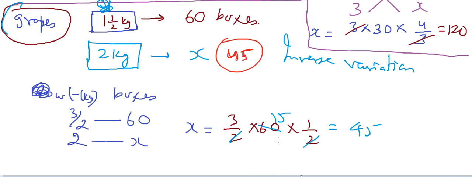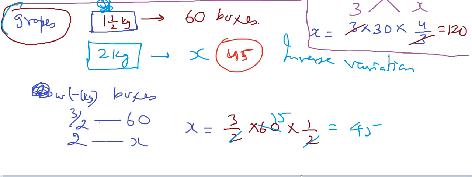So the important thing is to identify correctly whether the given two quantities or two variables form a direct variation or an inverse variation. That's important. If one quantity increases and the other one also increases, then it's a direct variation. If one quantity increases and the other one decreases, then it's an inverse variation.